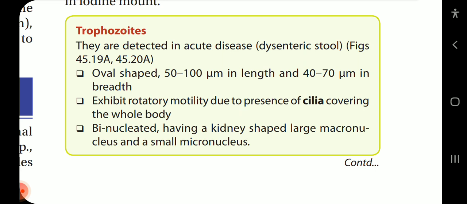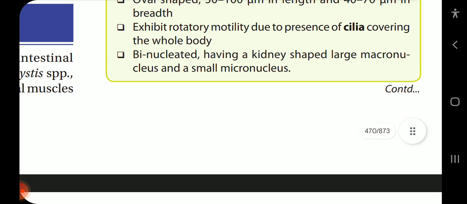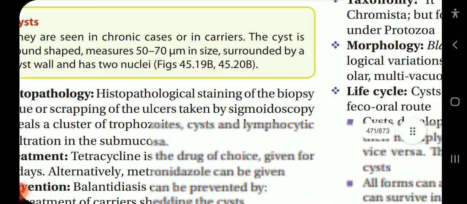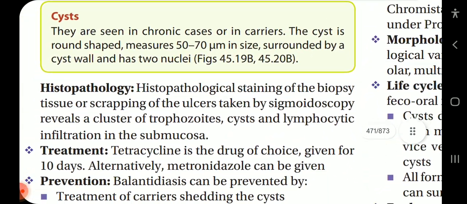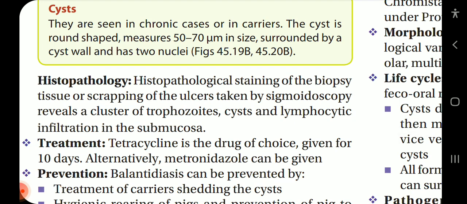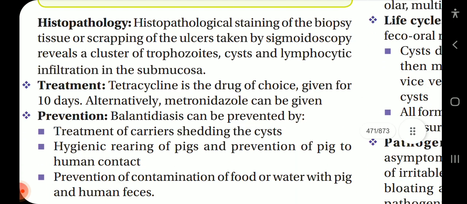to 70 micrometer in breadth, and exhibit rotatory motility due to the presence of cilia covering the whole body. Binucleated, having a kidney shaped large macronucleus and a small micronucleus. Cysts are seen in chronic cases or in carriers. The cyst is round shaped, measures 50 to 70 micrometer in size, surrounded by a cyst wall, and has two nuclei. Histopathology: staining of the biopsy tissue or scraping of the ulcers taken by sigmoidoscopy reveals a cluster of trophozoites, cysts, and lymphocytic infiltration in the submucosa.